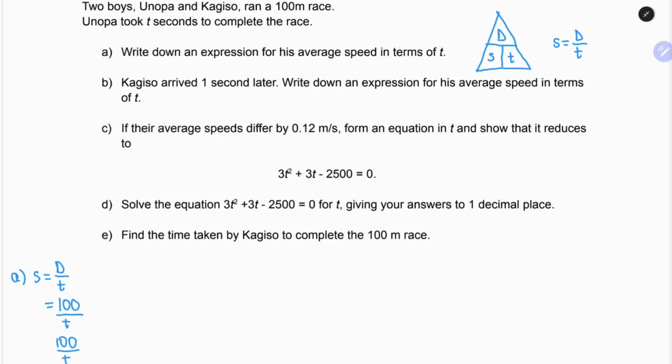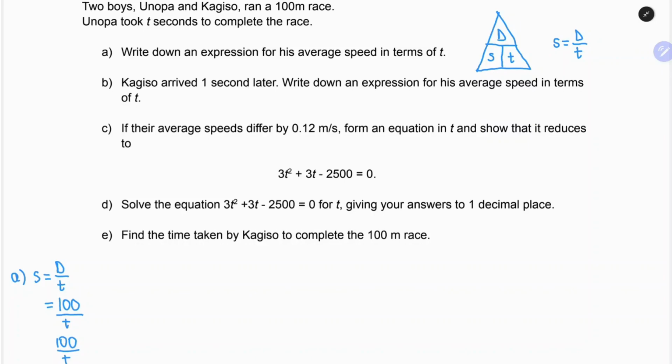Just another small thing to note is that when you are writing an expression, know that an expression does not have an equal sign. As much as I rewrote it again at the bottom here, it's because an expression does not have an equal sign as compared to an equation, which looks like something like this. An equation will have an equal sign. So make sure that when you write your expression, it doesn't have any equal sign. Otherwise, we can move on to B.